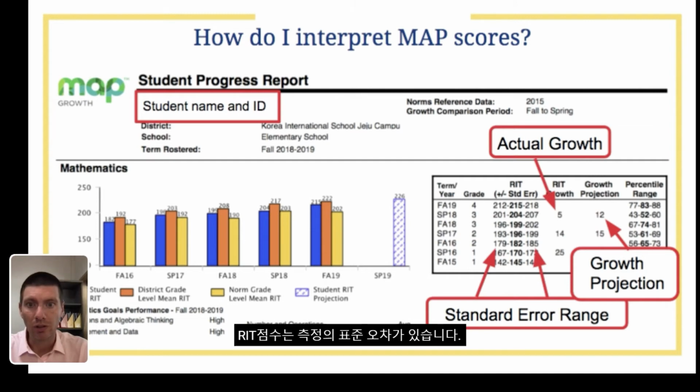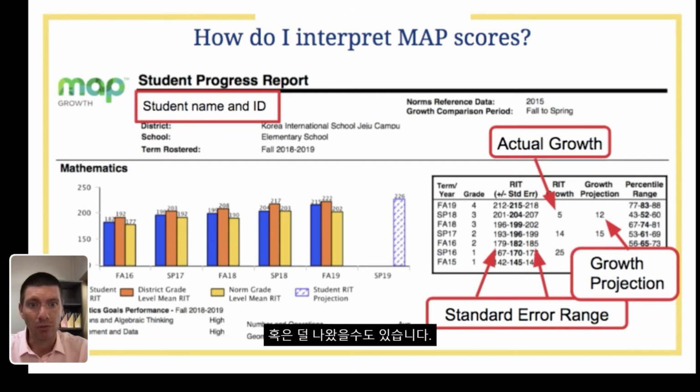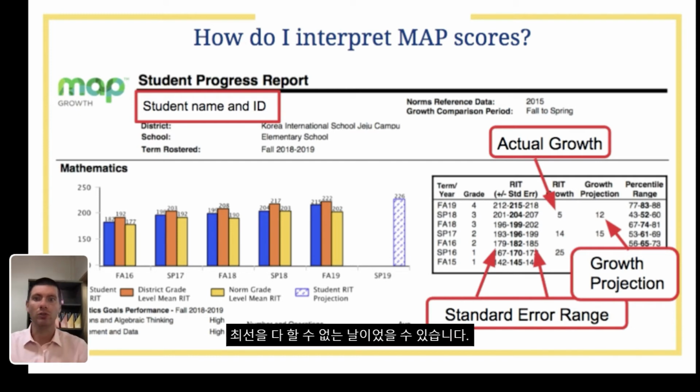The RIT score has a standard error of measurement. That means the exact score your child is capable of achieving could be different from the score he or she got on the day by up to 5 or 6 points. Many variables could have caused the standard error. Your child may have not had a great night's sleep, or been tired, or may have been hungry, or just had a day where they couldn't do their best. We all have days like this.